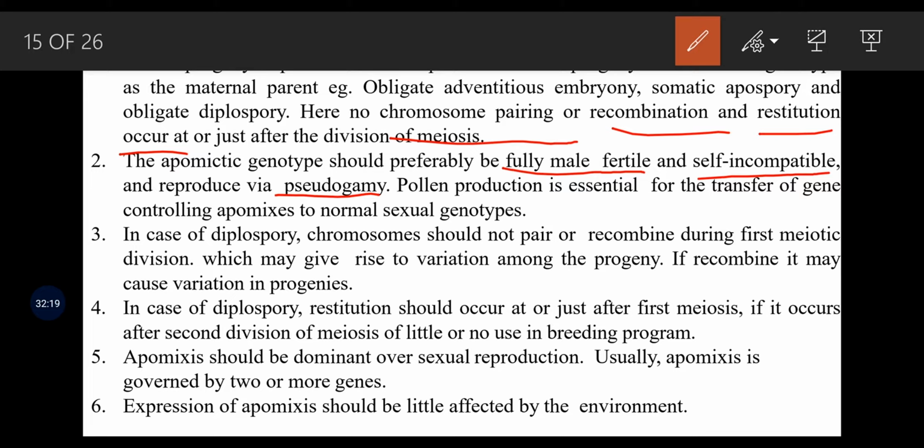If it happens so, the variation will be observed in the progenies. In case of diplospory only, restitution should occur after the first meiosis. If it occurs after the second division of meiosis, it is of little or no use in plant breeding because again it creates the variation. Apomixis should be dominant over sexual reproduction.